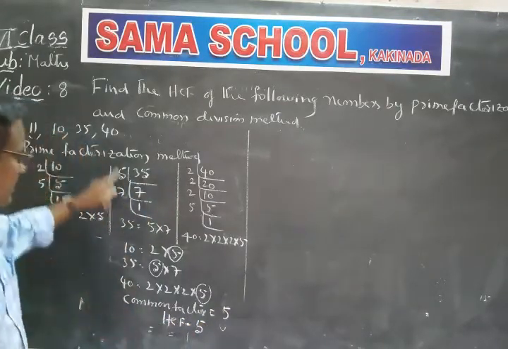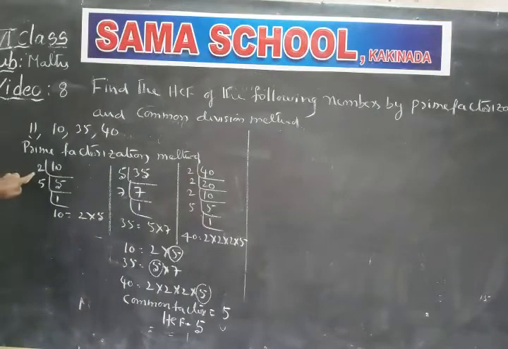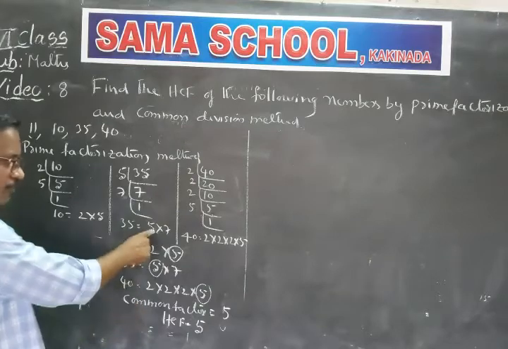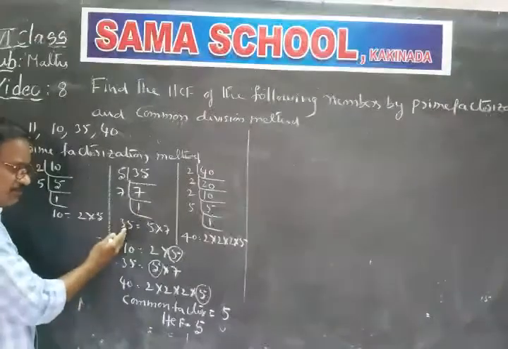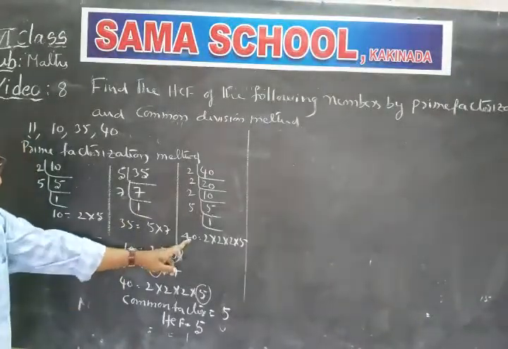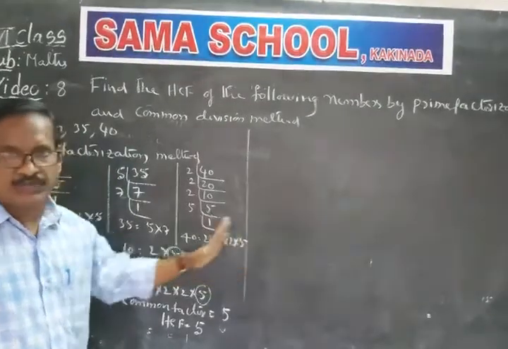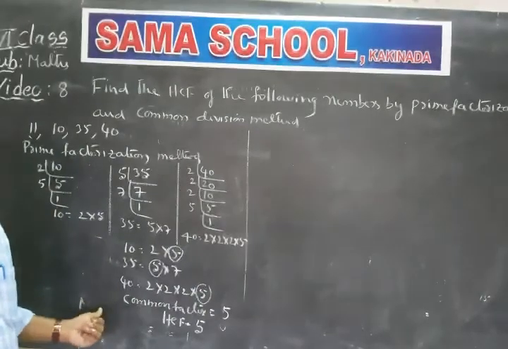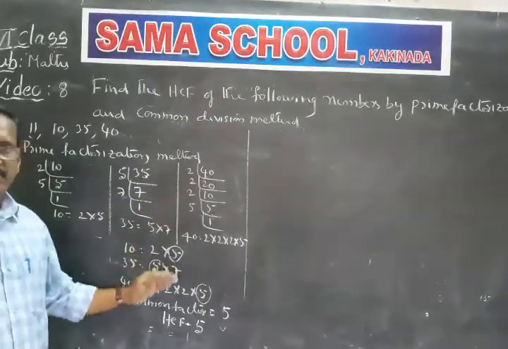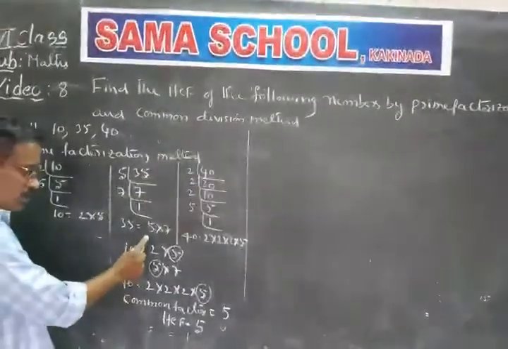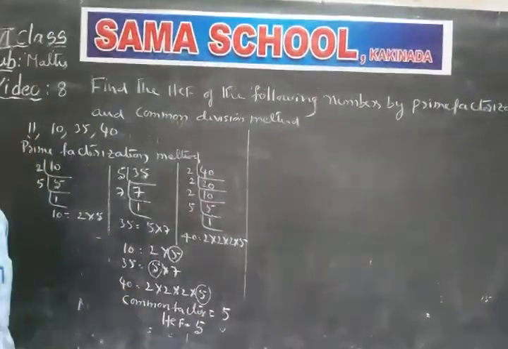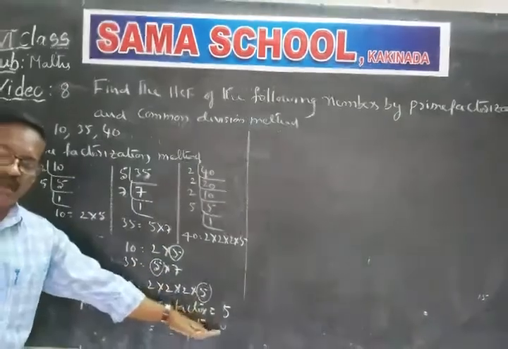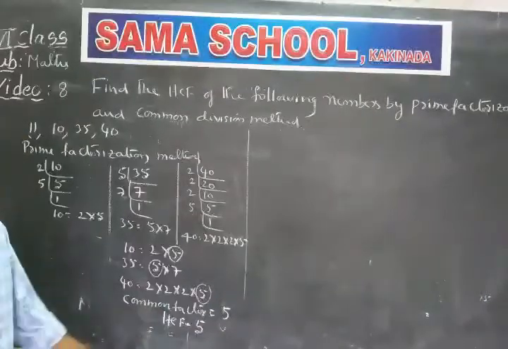This is the prime factorization method. 10 is equal to 2 into 5. 35 is equal to 5 into 7, a product of prime factors. 40 is equal to 2 into 5 with 2s, also a product of prime factors. In these given numbers, we find the common prime factor. 2 is not a common factor in all three numbers. The next one is 5. 5 is the common factor, so the HCF is equal to 5.